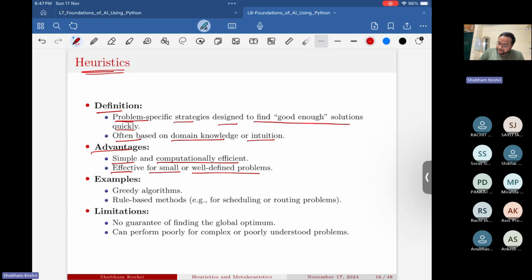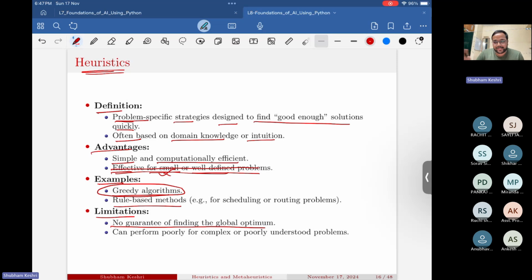Effective for small, well-defined problems. Not generally, this is not exactly correct. It can be effective for large problems as well, provided you could find a good heuristic. Okay, so this line is not actually accurate. Okay. What are some examples? Greedy algorithms, rule-based algorithms for scheduling, routing, and so on. We will see this greedy algorithm, one example of that. Limitation, no guarantee to find global optimal solution.